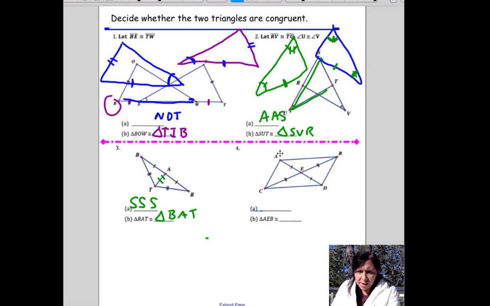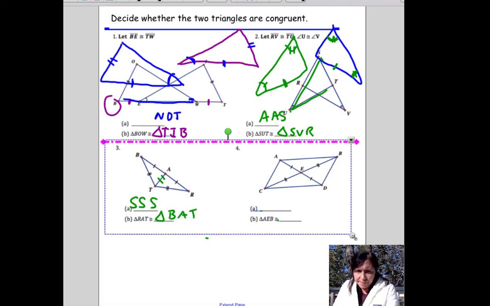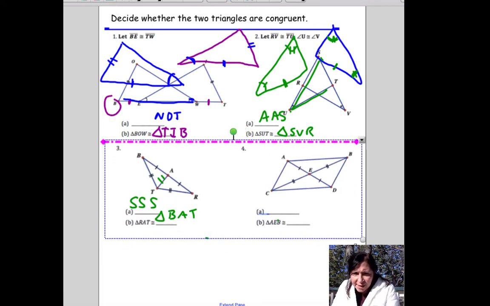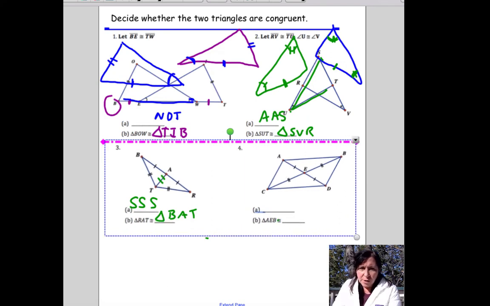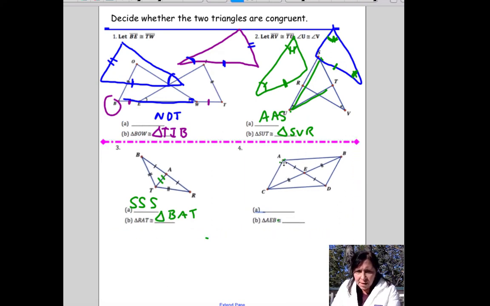For this one, we are looking at triangle A, let's see, it looks like ABD. I can't see that actually, so let me get a little bit closer to that. And that says AEB. Thank you. So we are looking at AEB, and we're looking at that triangle and this triangle here.